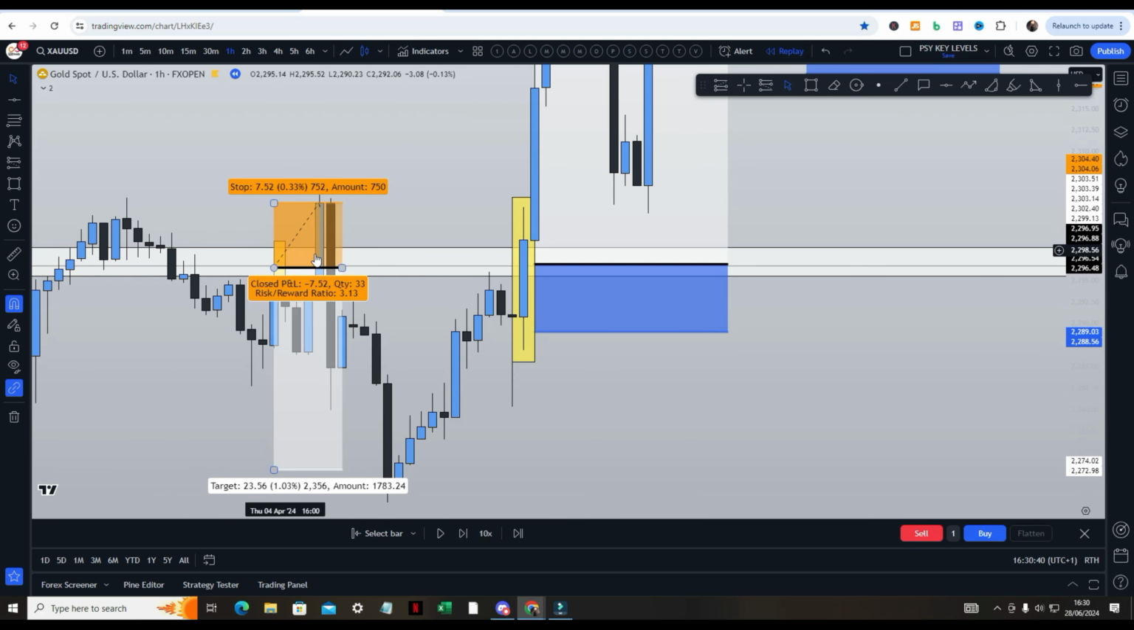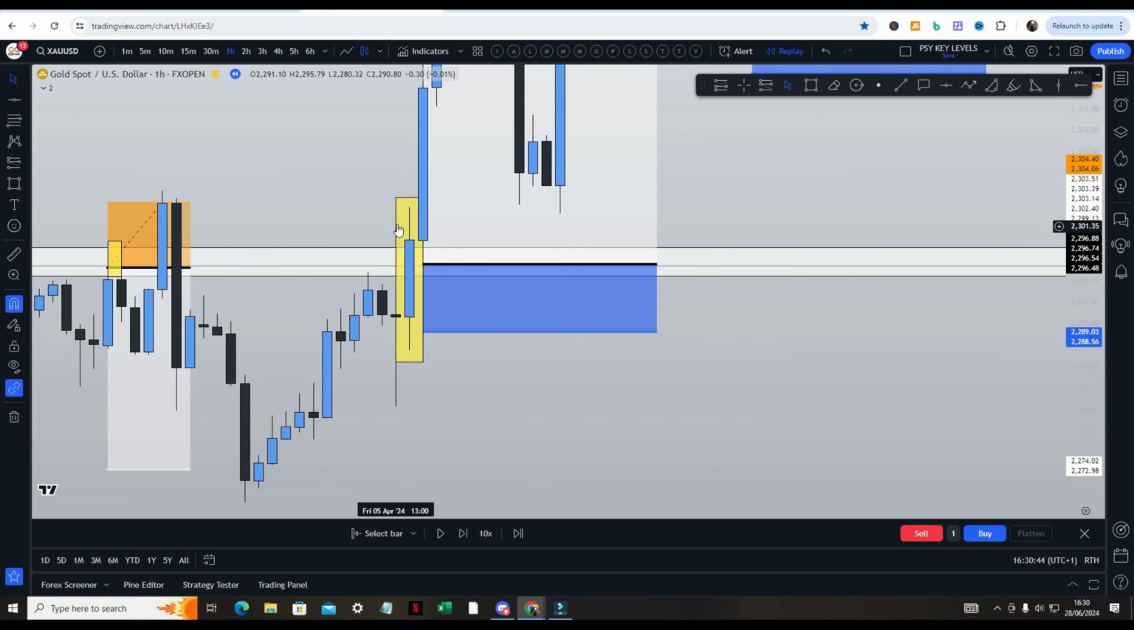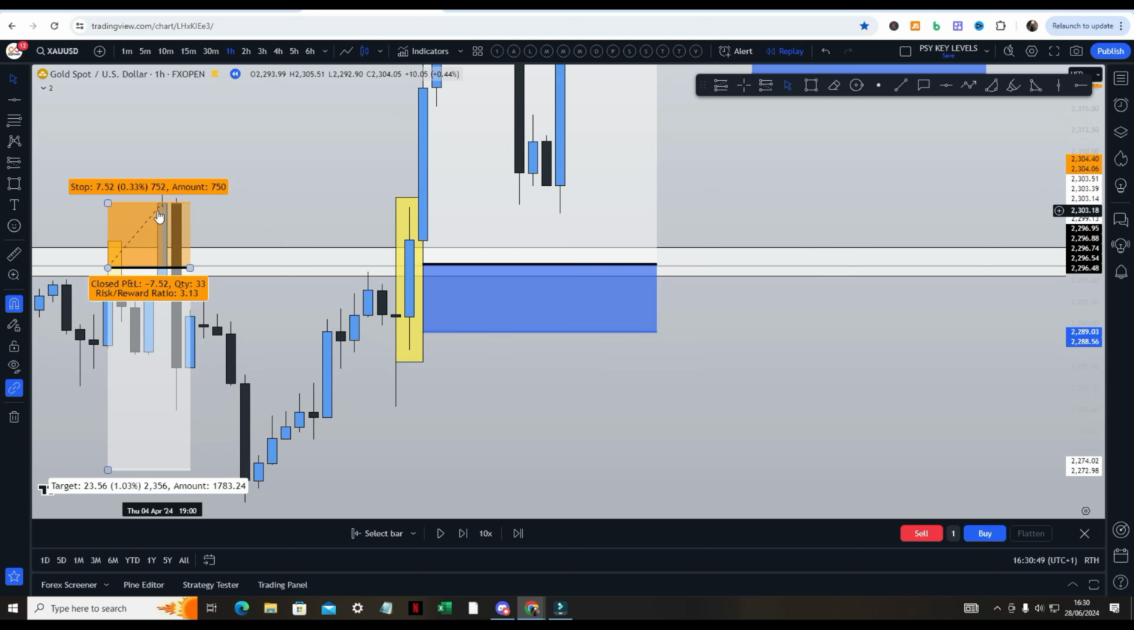We got the breakout here, but what's the difference between this breakout and this breakout? This breakout was a bullish candle, and the next candle was also bullish. This breakout was a bullish candle, but the next candle was a bearish candle. So when you have an equal high like this and the next candle is bearish or bullish, suppose this was bearish first and this was bullish and it went higher with an equal high or equal low, whatever you want to call it.